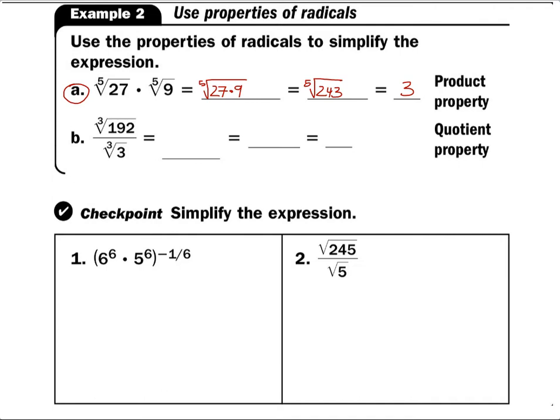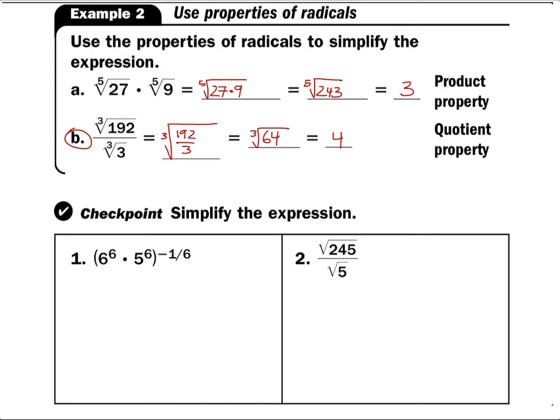In contrast, on part B, it's a quotient property we're using. So since they're both cube roots, we can make it one big cube root of 192 over 3. And since 192 divided by 3 is 64, it's really just the cube root of 64, which is in fact just 4. That's what's going on there for example 2.